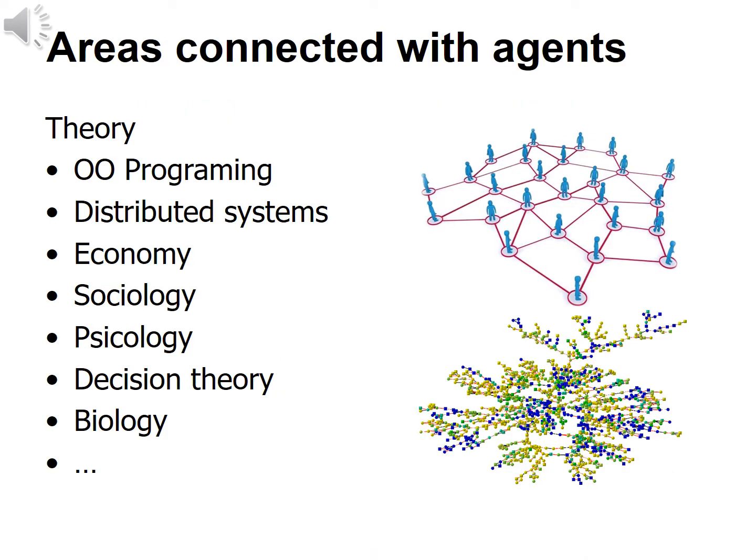Previously, we have mentioned some areas connected with artificial intelligence. Now, areas connected with agents and with software agents specifically, in research and theory of artificial intelligence, include object-oriented programming, distributed systems and distributed architectures. Economy, where we take concepts from auctions and from markets, because these are self-interested agents applicable to competitive environments. The concepts of sociology, psychology, decision theory, biology, and many others.